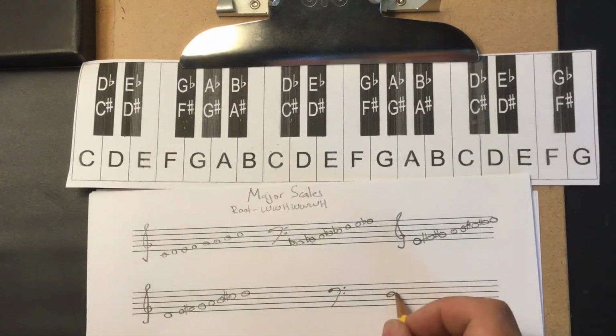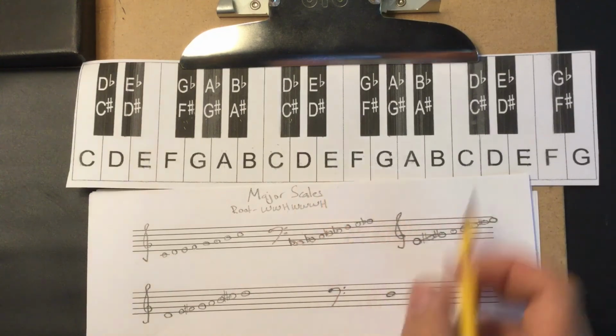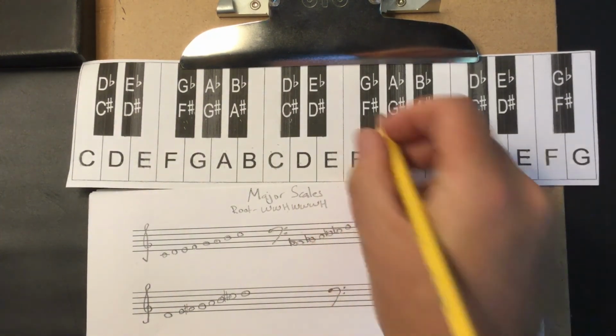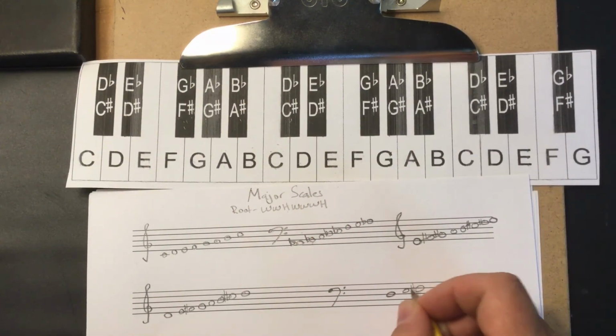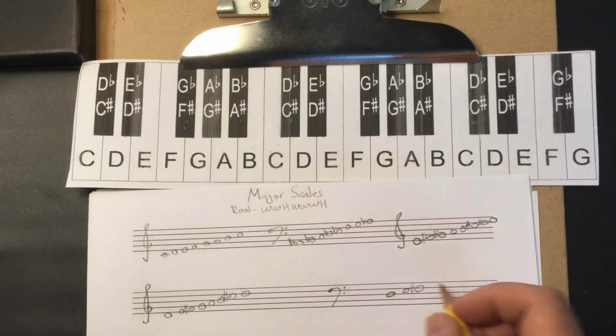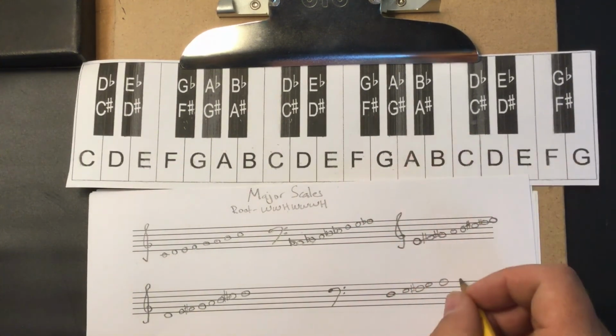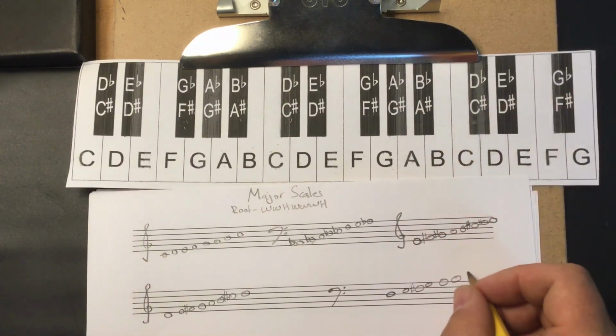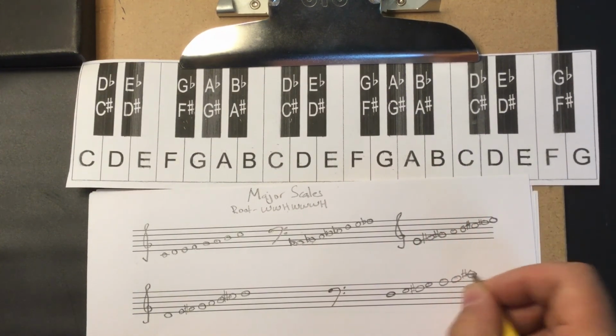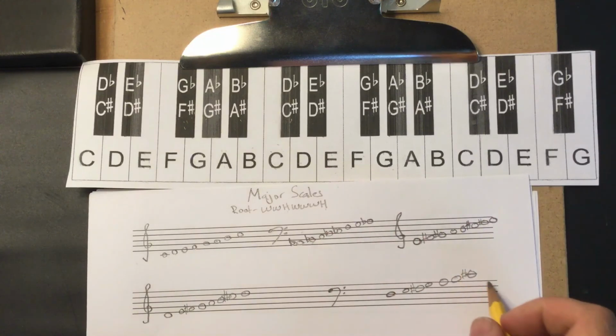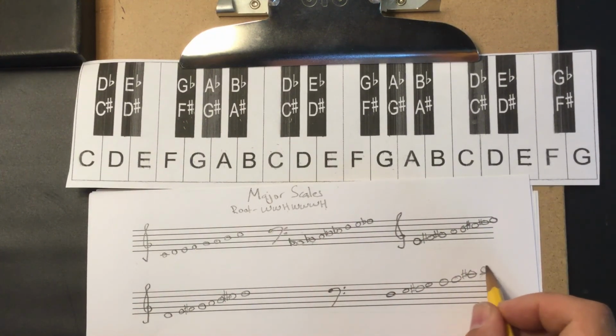Let's do it the other way. Starting on D to E. So we'd write that in. E to F sharp. It's going to be the same answer, you guys. F sharp to G. G to A is a whole step. A to B is a whole step. And B to C sharp is a whole step. And then our final step is our half step. So we're going to go to D.